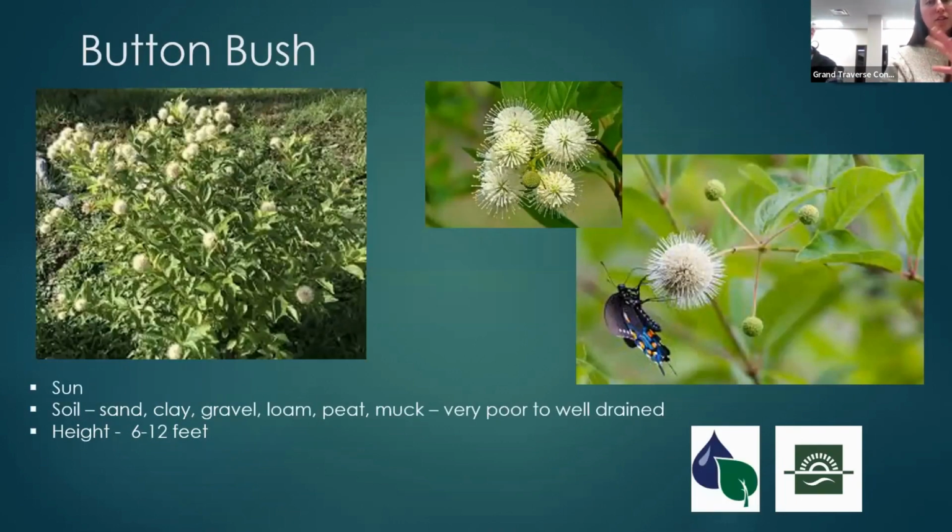And buttonbush is another one. So this is a full sun plant. It likes wetter soils. I've pretty much solely seen it in wetlands or along the shorelines of different inland lakes. So it says on here that it can be in a range.